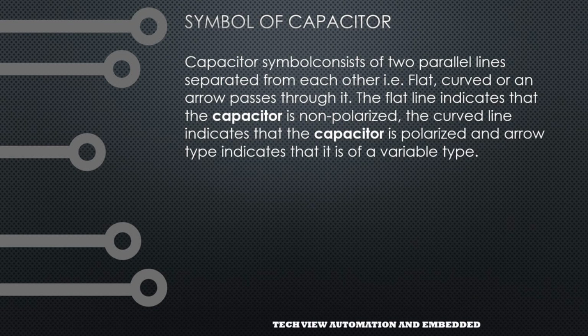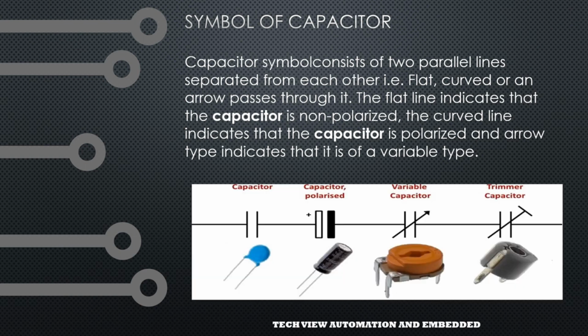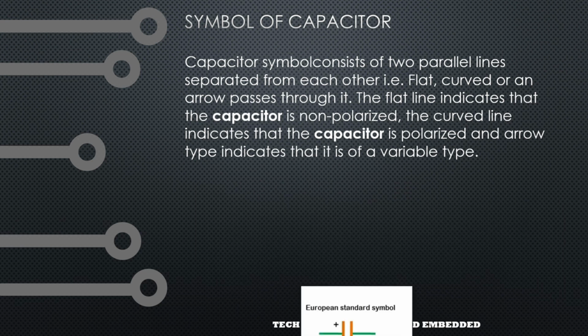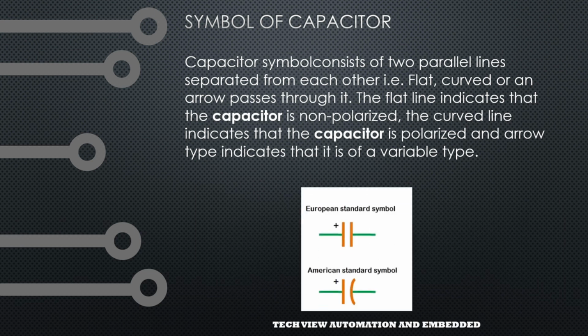The capacitor symbol consists of two parallel lines separated from each other, that is flat, curved, or with an arrow passing through it. The flat line indicates that the capacitor is non-polarized. The curved line indicates that the capacitor is polarized, and an arrow indicates that it is of a variable type. In the European standard, the polarized capacitor is indicated using two parallel lines and the positive terminal is indicated with a positive symbol. In American standards, a polarized capacitor is indicated with one straight line and one curved line. The curved line indicates the negative terminal and the straight line indicates the positive terminal.